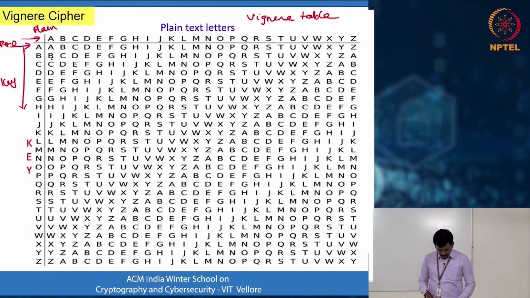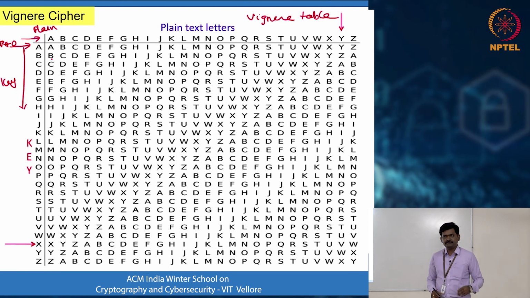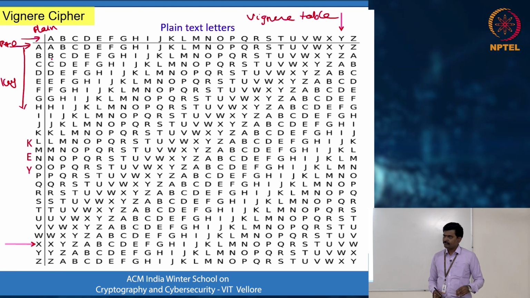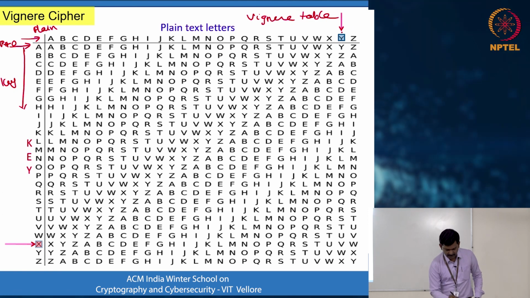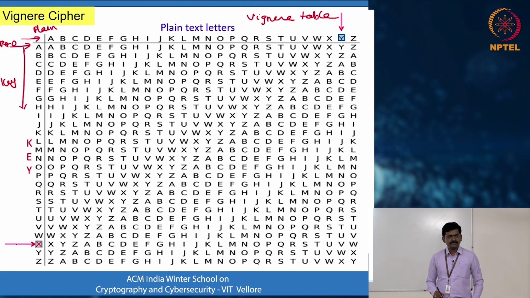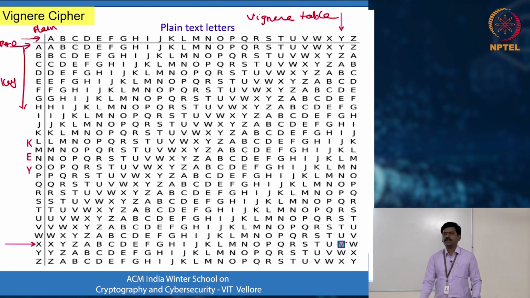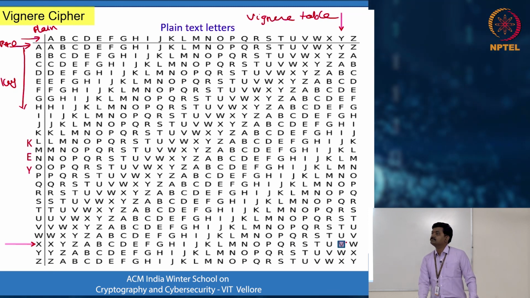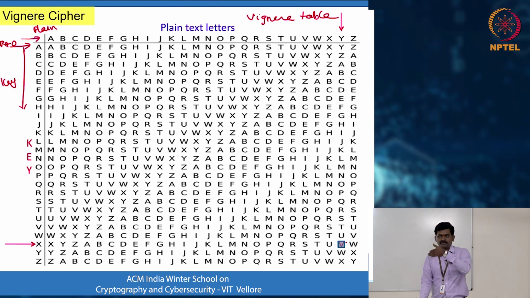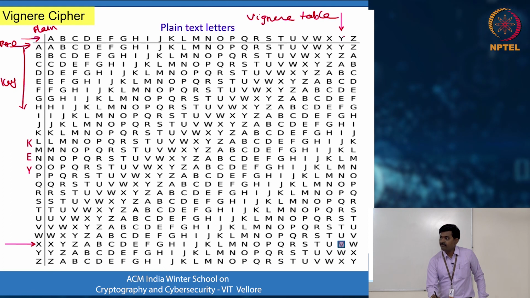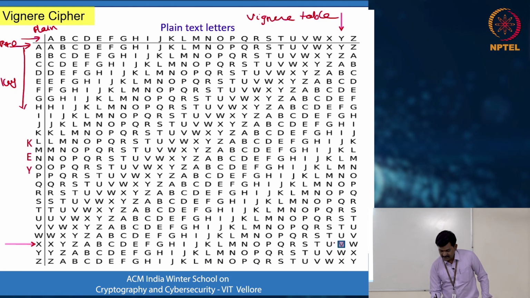So now, how do you use it? You take the plain alphabet and key alphabet and the corresponding cell value. Imagine my plain alphabet is Y and my key alphabet is X. What is the cipher alphabet? It is the cipher alphabet that is there at the junction of these two alphabets. So when Y is my plain alphabet and X is my key alphabet, what is the cipher alphabet?